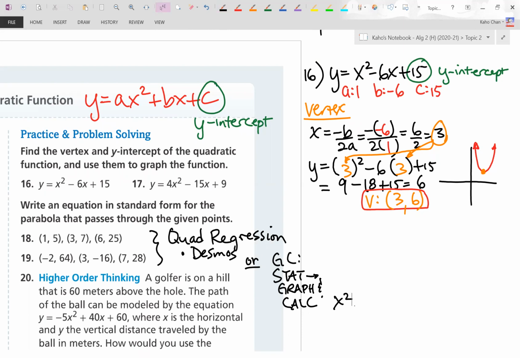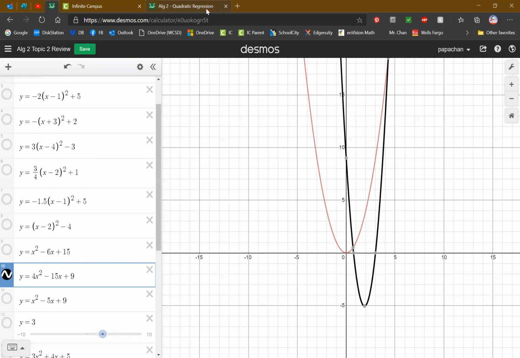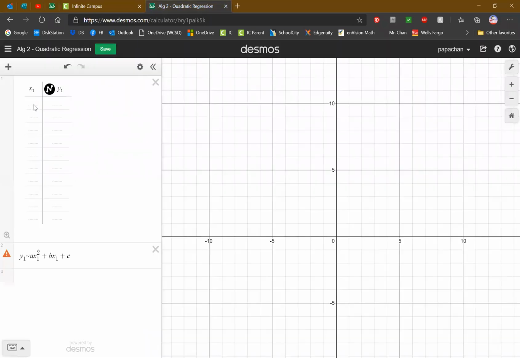So be patient. I'm going to go ahead and take number 18 and 19 and use Desmos. Right now, I have something ready to go here. Here we go. I'm going to put in all the x values.